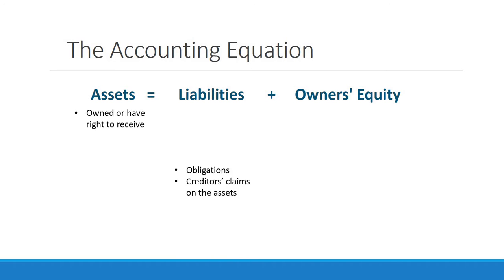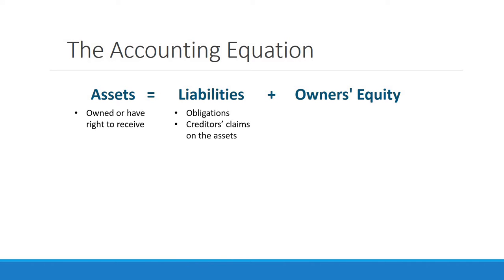What about liabilities? Liabilities are the obligations of the company, things that they owe to somebody else. These are the creditor's claims on the assets. So, for example, if a company goes to a bank and borrows money and they plan to use that money to purchase a building, well, that increases their assets, it increases the building that they have, but it also would increase their liabilities, the amount that they owe to someone else, the bank.